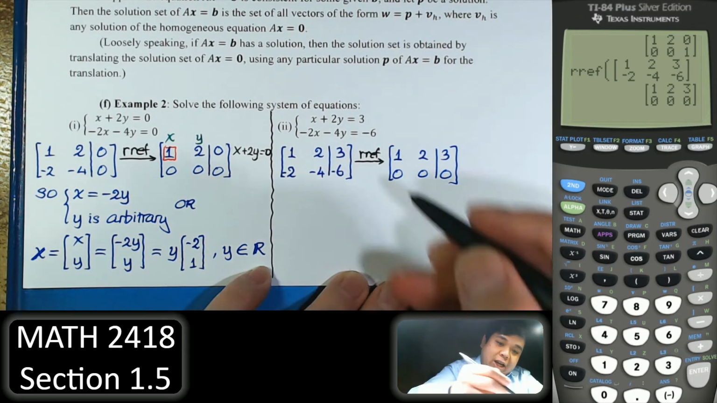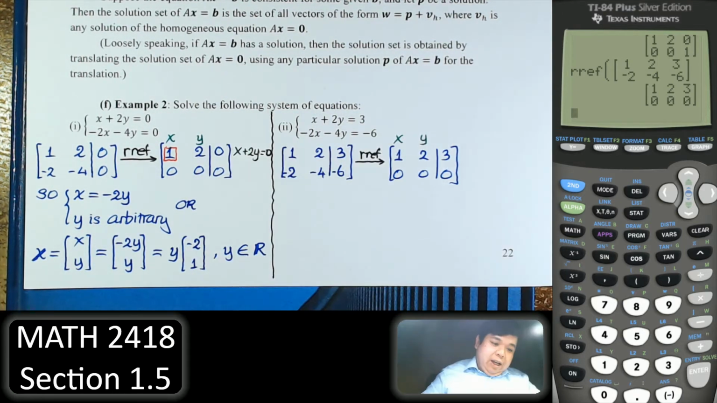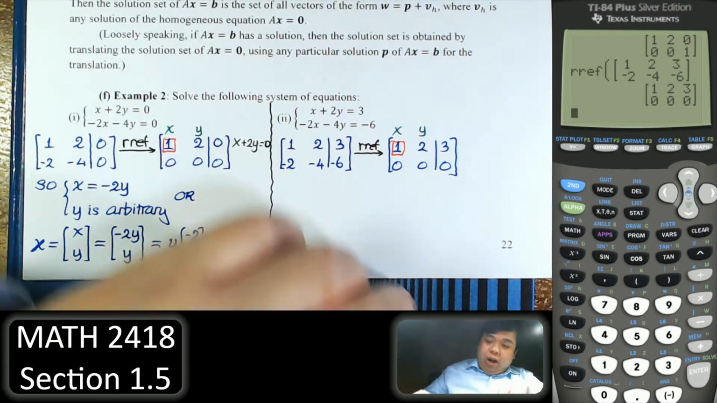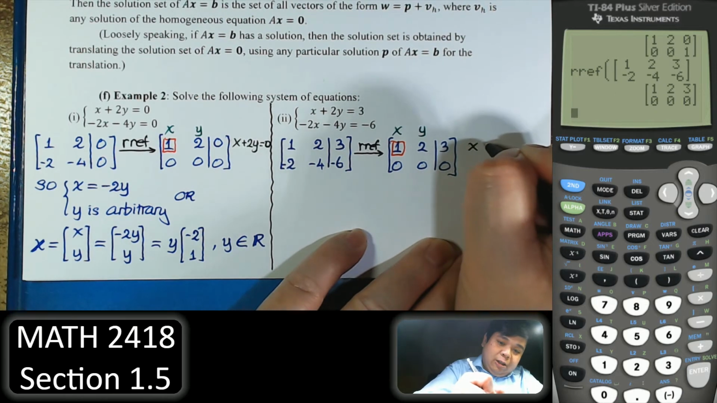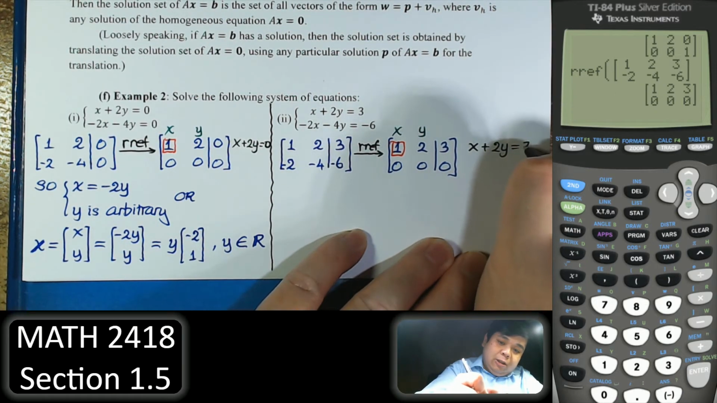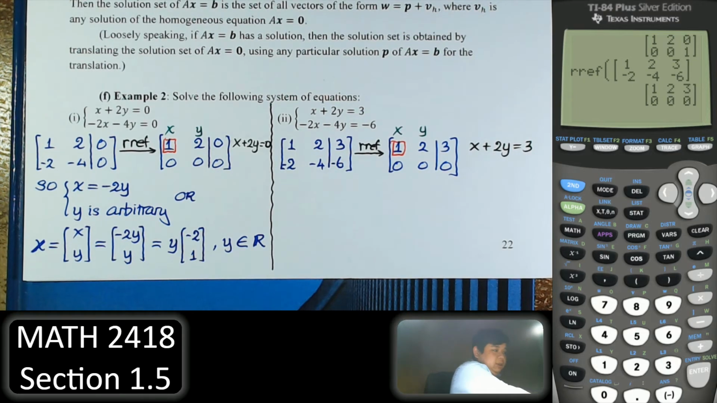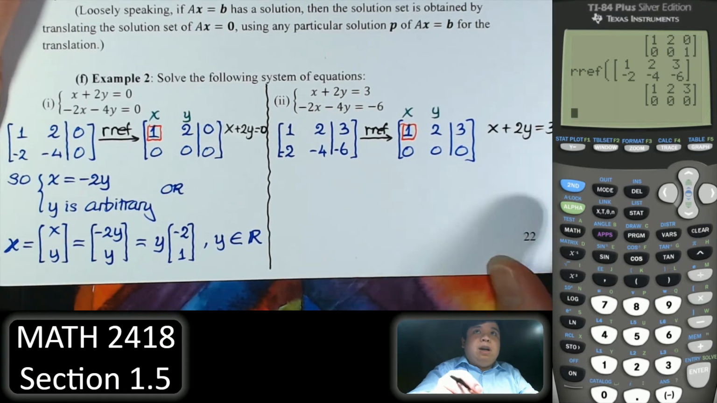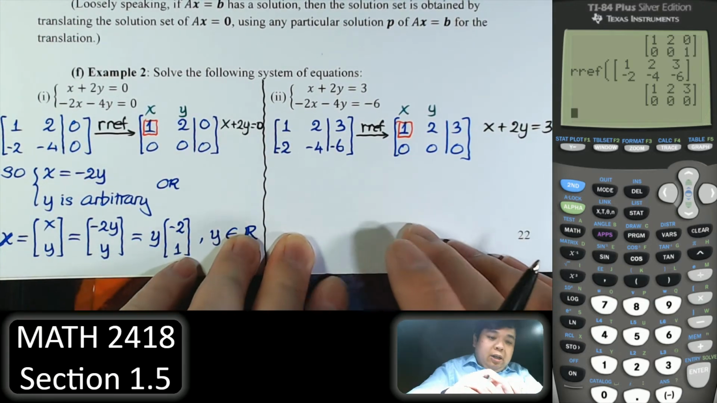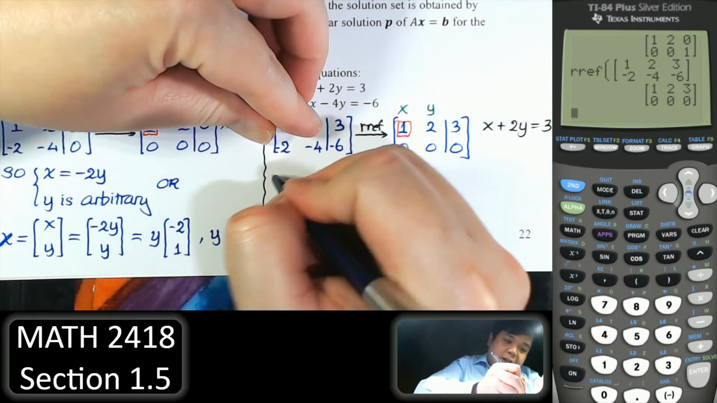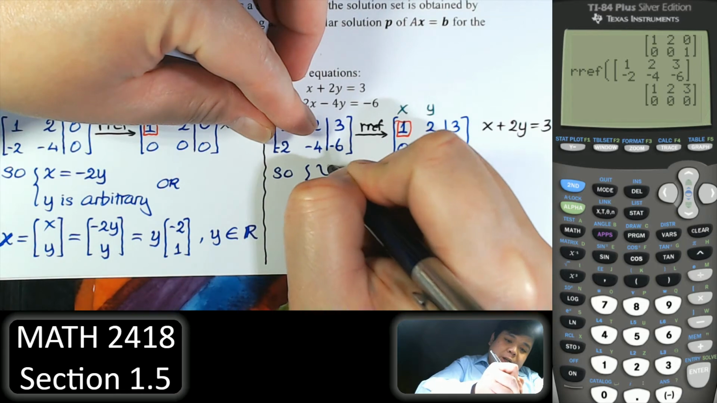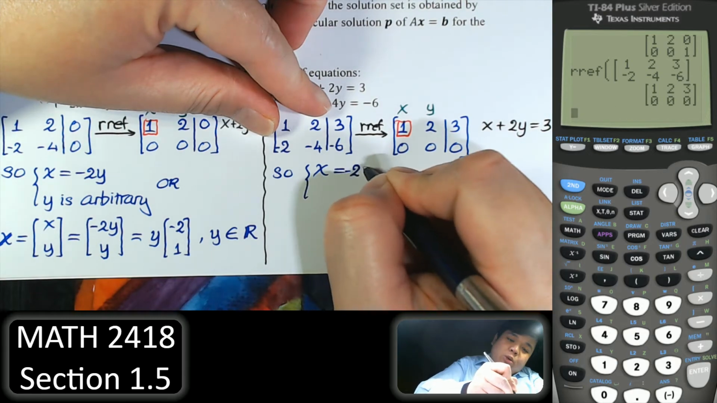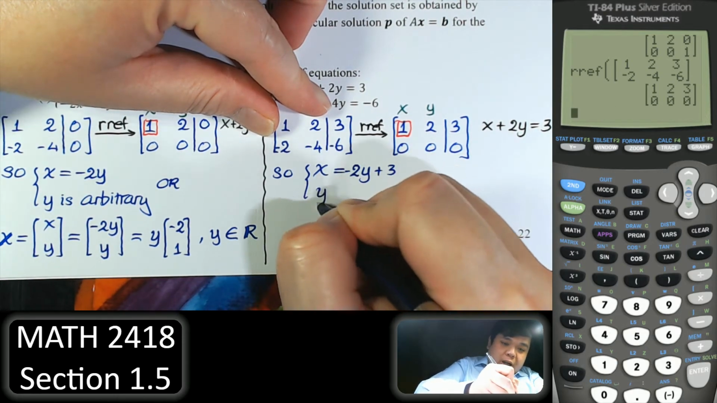Right. Now once again the variables we know are x and y. And we know x is basic, y is free. But we can rewrite that as x plus 2y. See, I write a little small, and I have to bring it closer to the camera. Right, better. And then the solution will be x equal to negative 2y plus 3, and y is arbitrary.